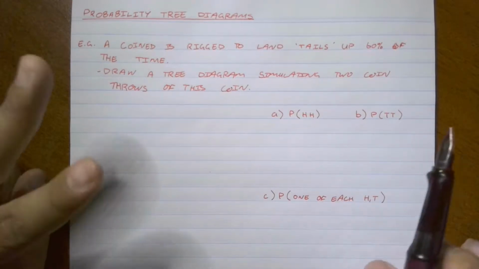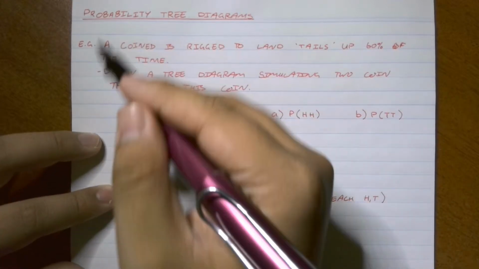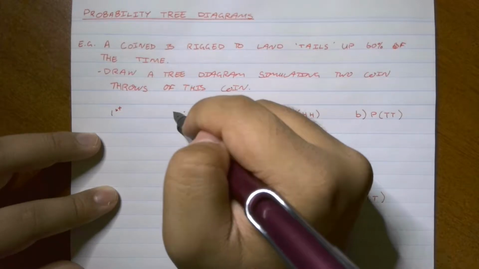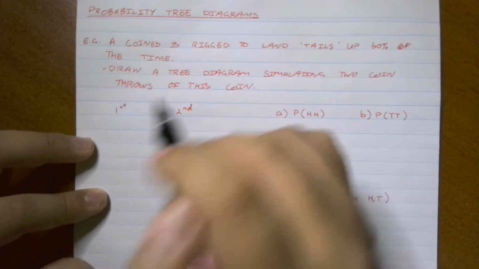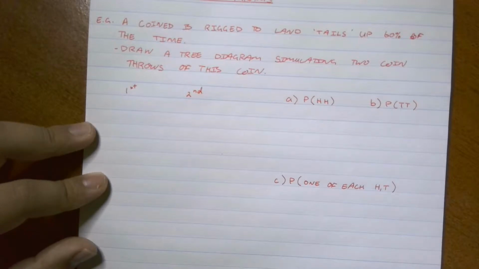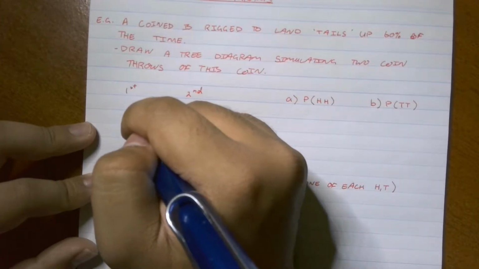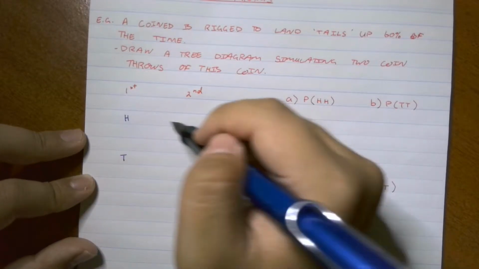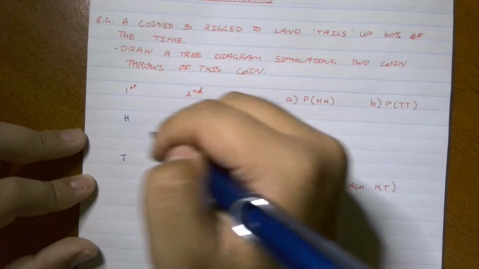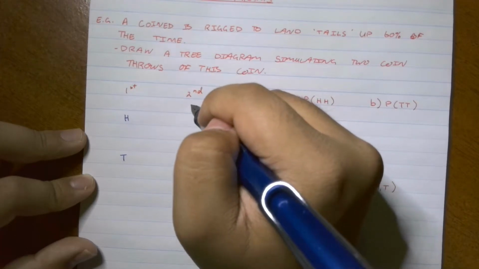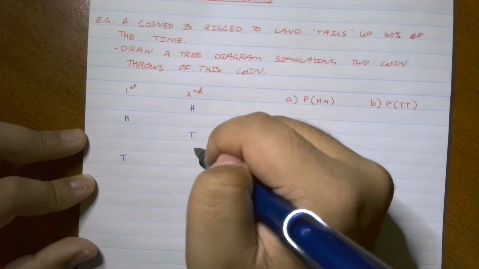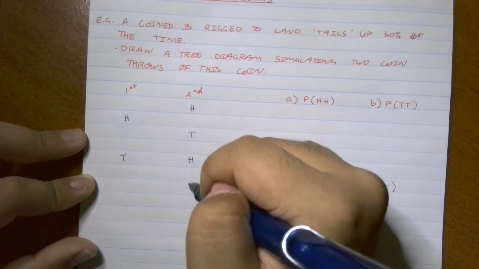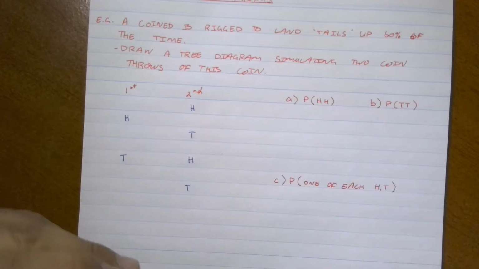So we're going to have 2 coin throws. Here's our first. Here is our second. Our first coin toss could either be heads or it could be tails. After our second coin toss, it could also either be heads or tails. Same with the tails. After tails, it could either be heads or tails.